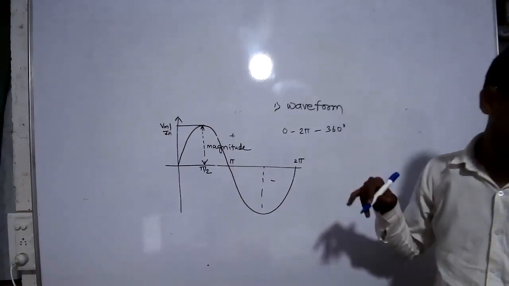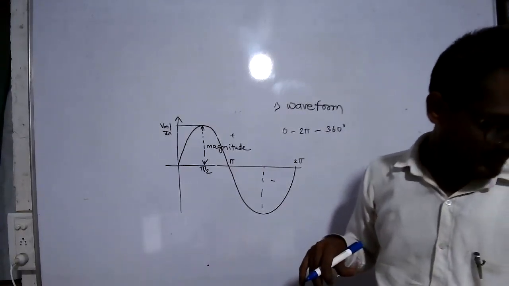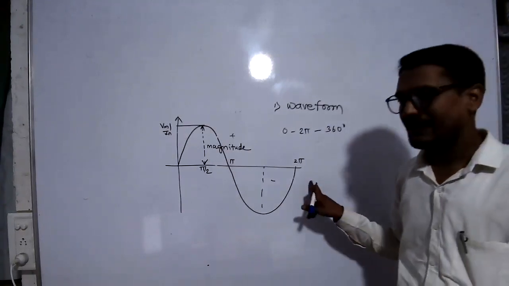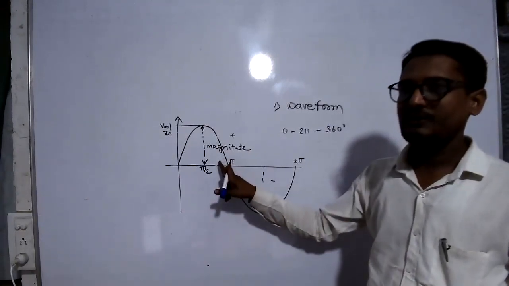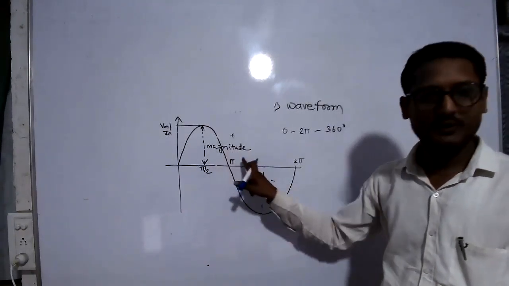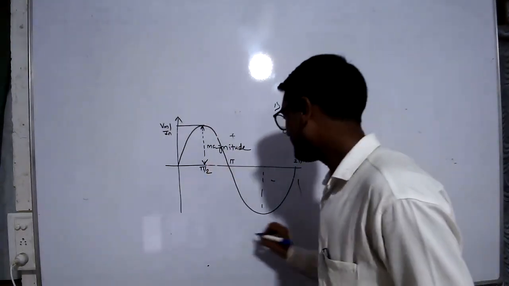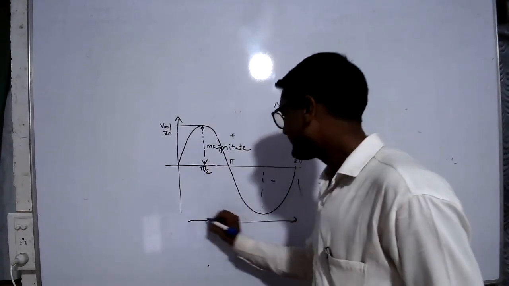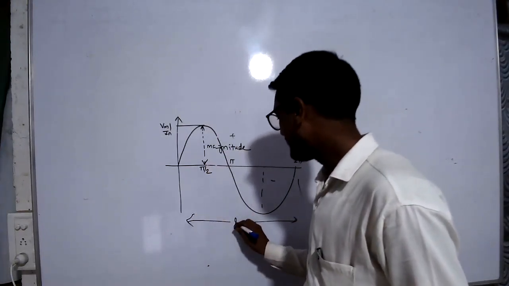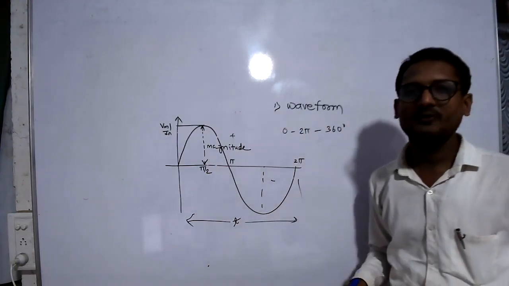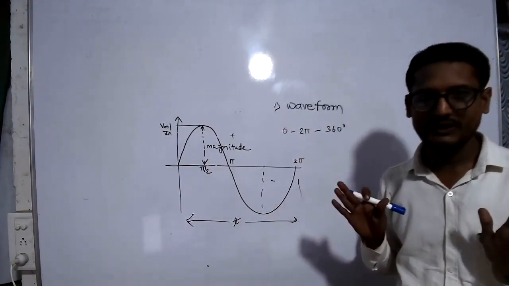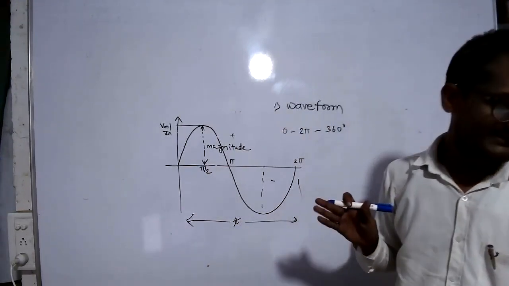Next is the time period. What is the time period? The time taken to complete one cycle is called the time period. It is denoted by T, and time is always measured in seconds.